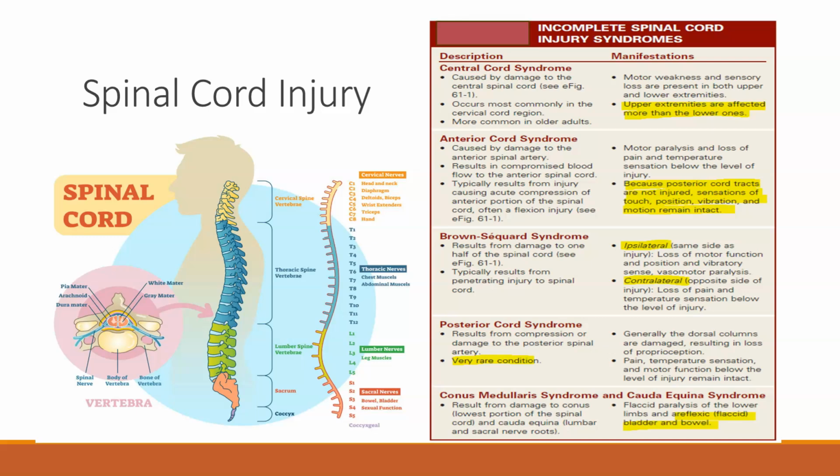So if the nurse is caring for a client with central cord syndrome, and the client asks about their long-term recovery, this is what I would expect to look at. Anterior cord syndrome, again, you see the A and P below that. And again, this one, it's anterior cord.